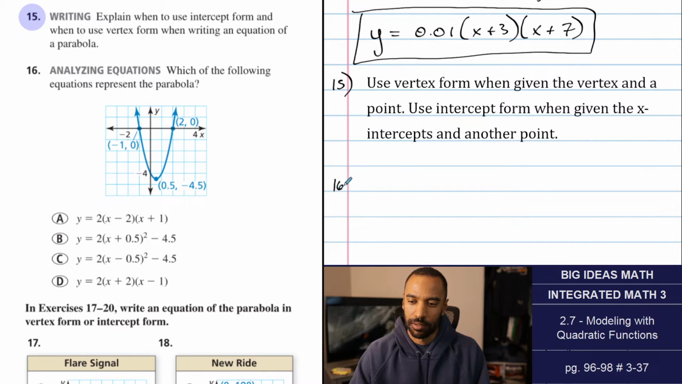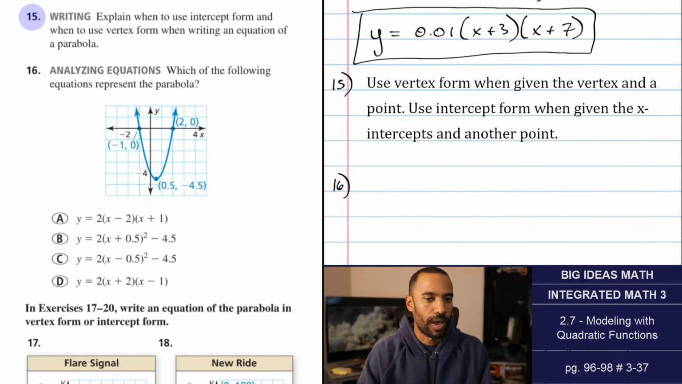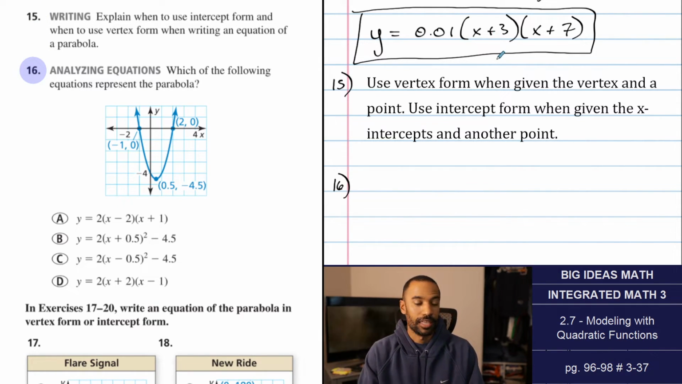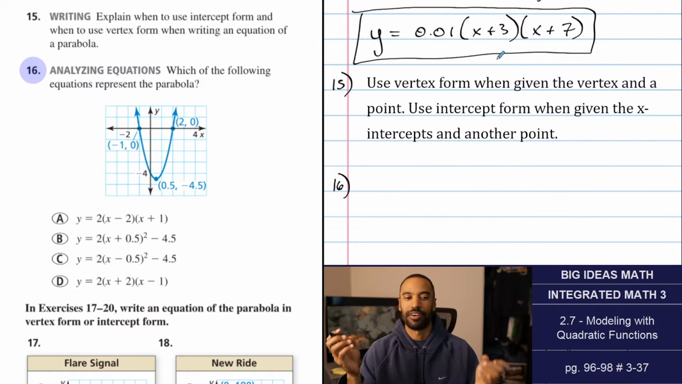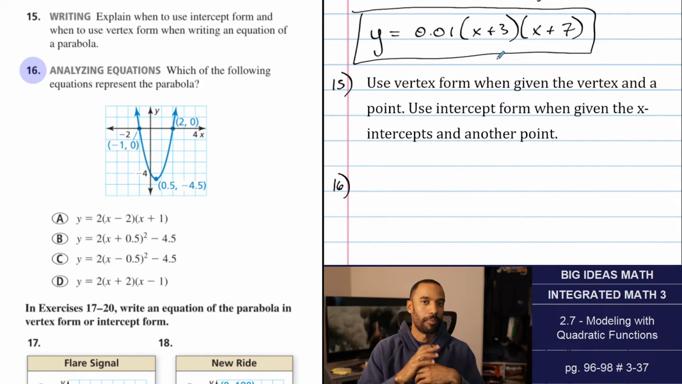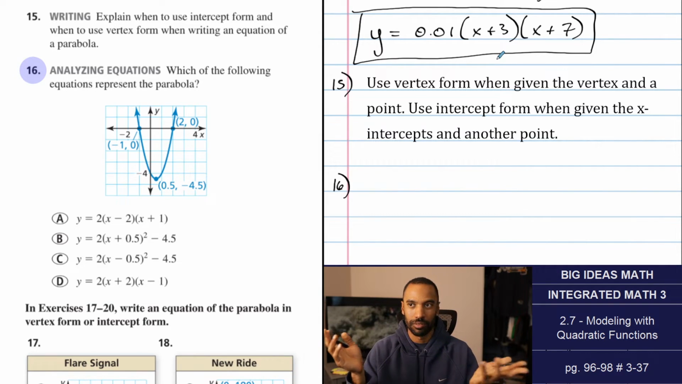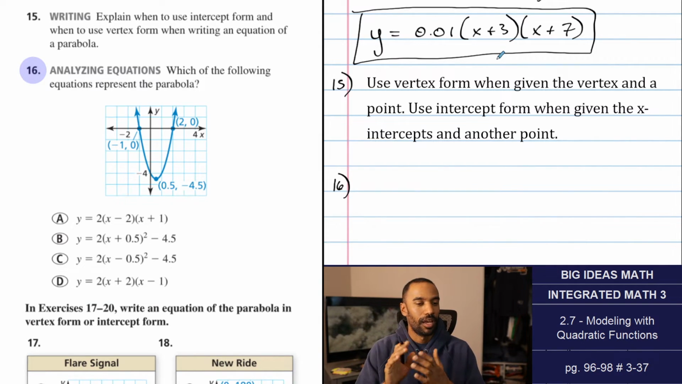All right, number 16. Analyzing equations. Which of the following equations represent the parabola? Now here's the thing, they give us the vertex, they give us the intercepts, so they're probably saying, hey, use both forms. This is kind of like that number I mentioned before. We'll use both of those, and there's probably more than one answer.